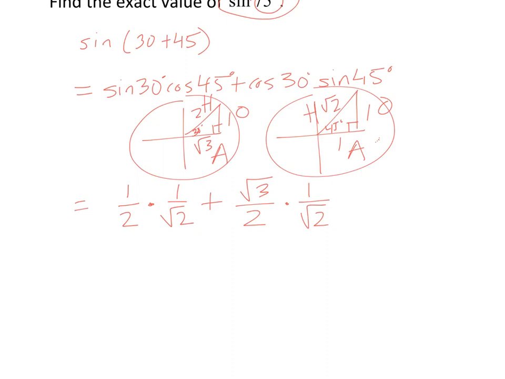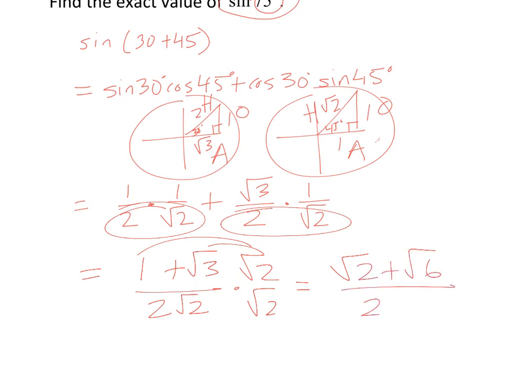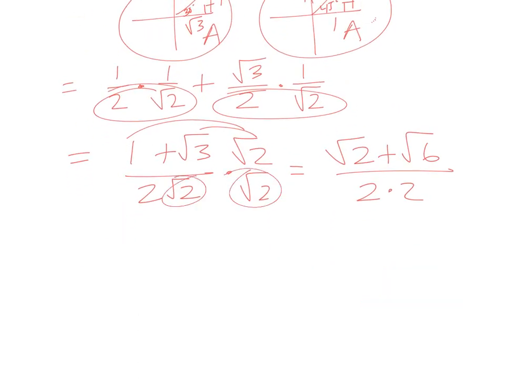All right, simplifying this, we get, well, notice that we have a common denominator here. So I'm going to have 1 plus square root of 3 over 2 square root of 2. And I will rationalize the denominator. So multiply top and bottom by square root of 2. And I'm going to distribute. So I get square root of 2 plus square root of 6 over 2 times 2, because multiplying these gives us 2. And I have square root of 2 plus square root of 6 over 4.